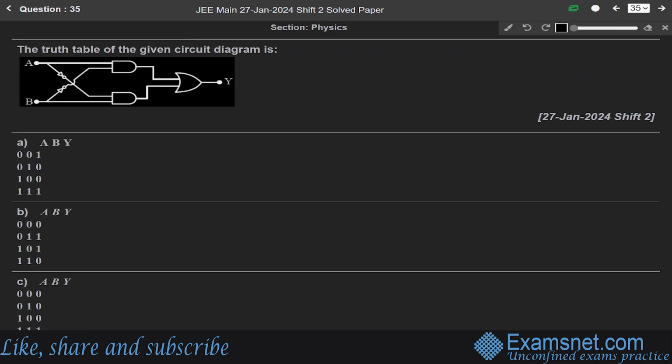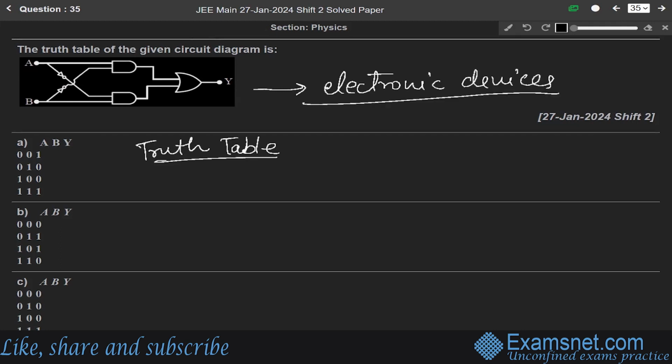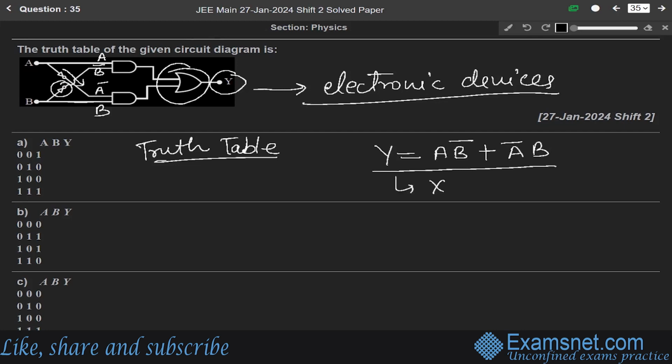Now moving towards our next question, question number 35. In this question we are given a circuit diagram and we have to find the correct truth table for the given circuit diagram. So this question is from the chapter of electronic devices. Let us understand this circuit diagram. Here are the two inputs A and B. This is a NOT gate. This is a NOT gate. So here will be A and here will be A bar since it is passing through a NOT gate. This is B and here it is a NOT gate. So this will be B bar and this is an OR gate. The Y is passing through the OR gate. So Y will be equal to A B bar plus A bar B. And we know that this A B bar plus A bar B makes a XOR gate.